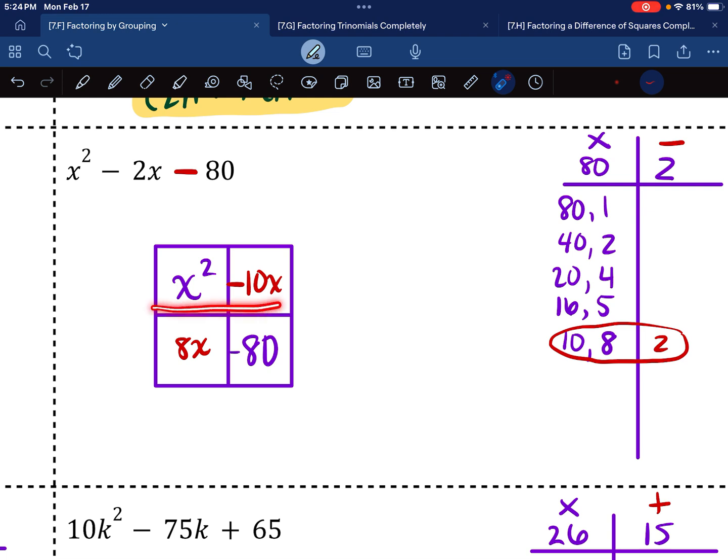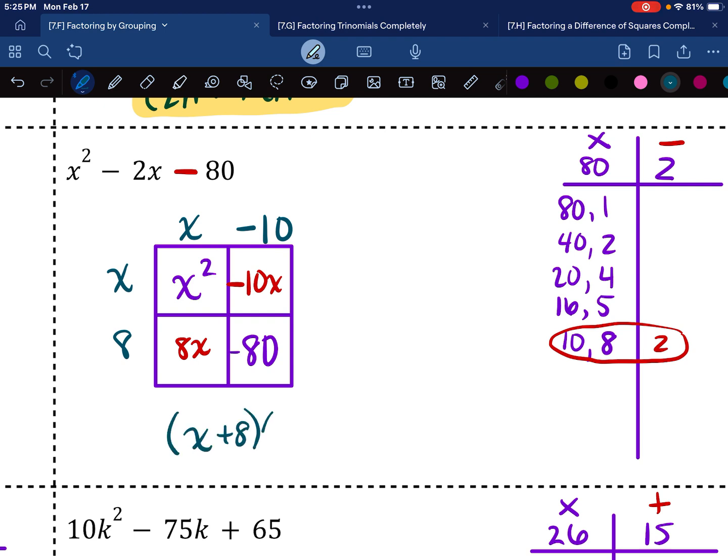All right, so going across my rows, these just have an x in common, and these have an 8 in common. So I'm going to call that x and 8. I keep calling those columns, and I mean rows. Now going for the real columns, okay, this first column has an x in common. This one, the leading term is negative, so it has to be a negative, and 10 and 80 have a 10 in common.